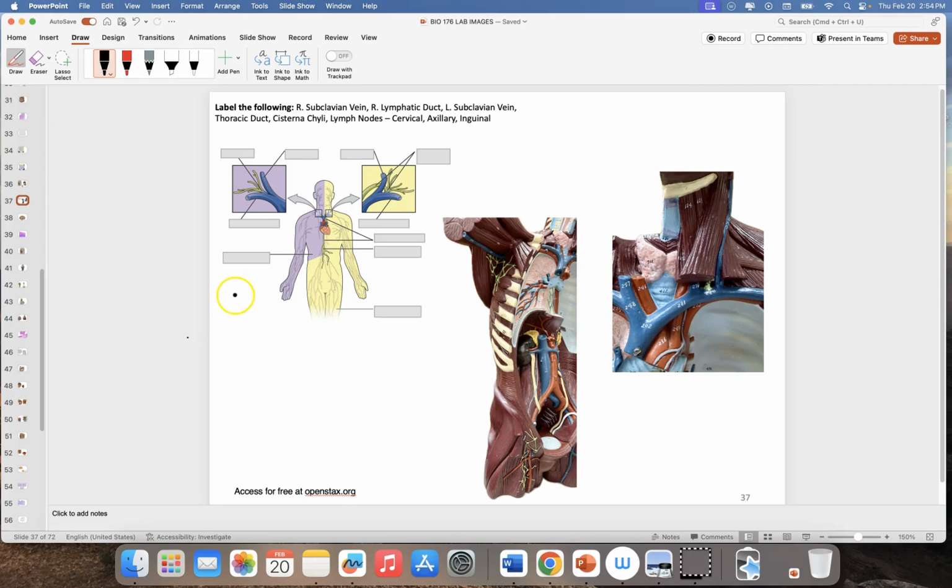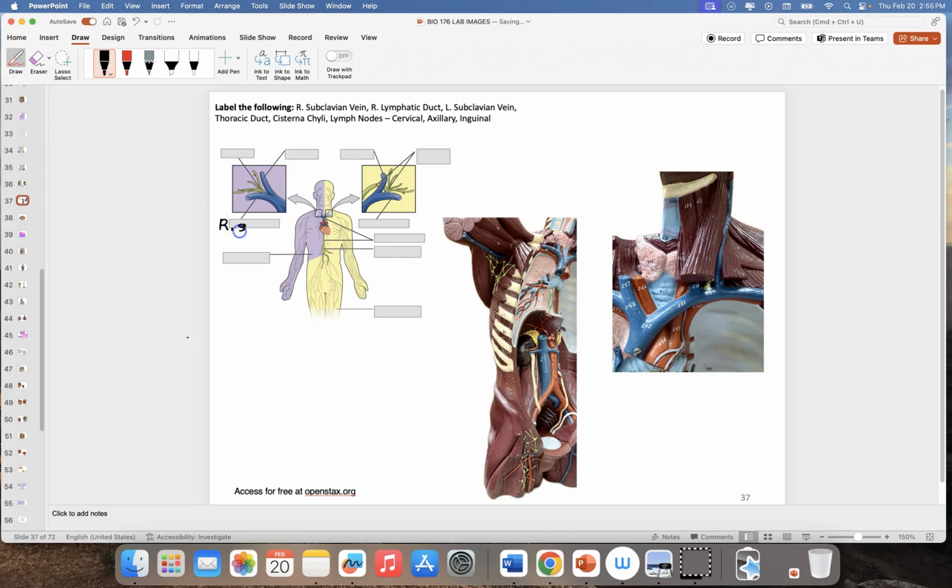What this figure is showing is the lymphatic vessels, and how the lymphatic vessels are all going to drain into three main structures, which are then going to carry lymph and drain that fluid into the venous system. And we are going to have the lymph drain and return to the venous system through the subclavian veins.